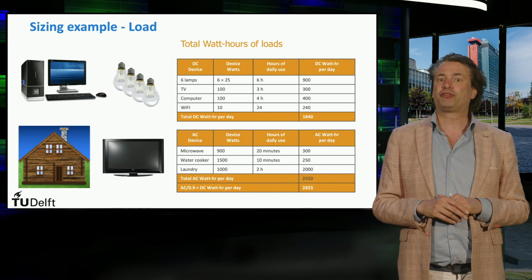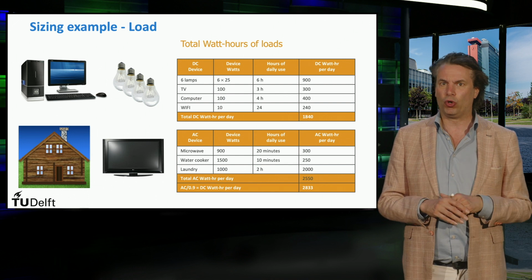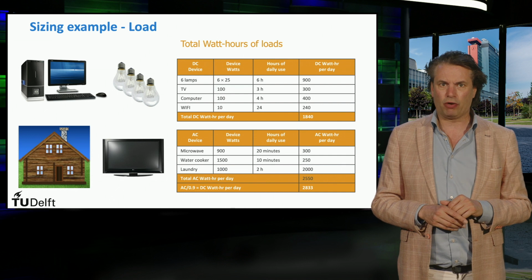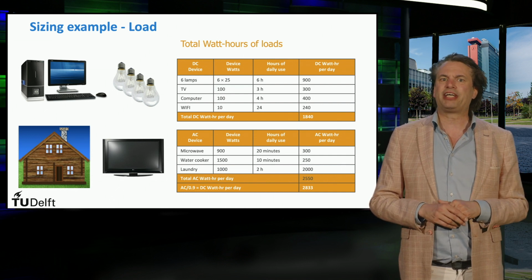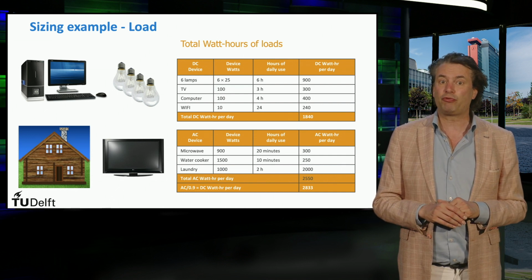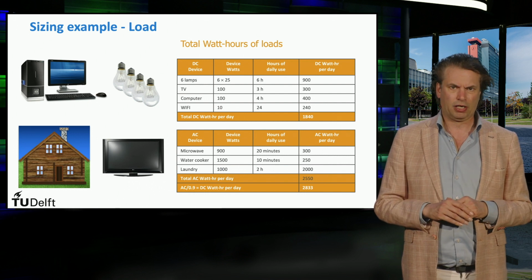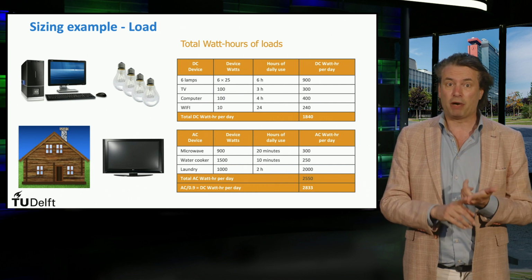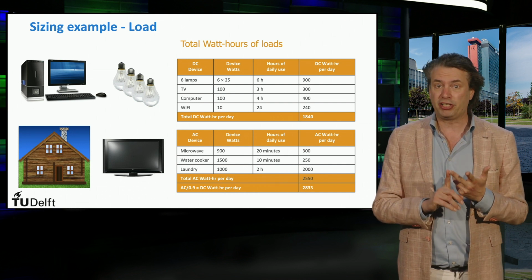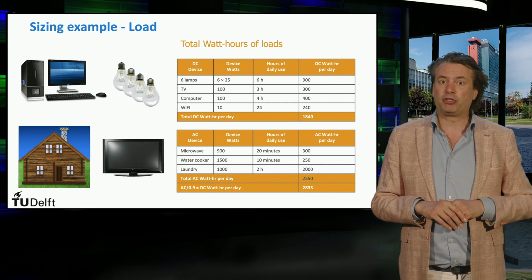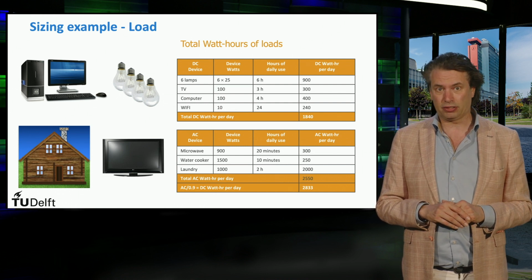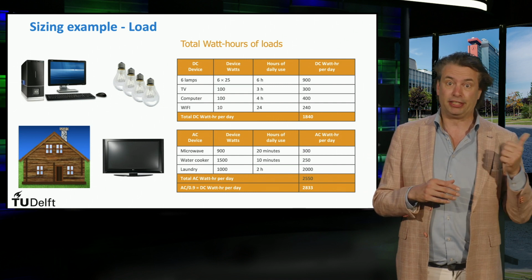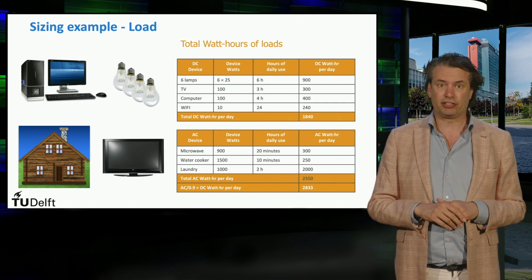The first step involves listing all the loads in a so-called load table to determine the daily total load demand in watt-hours. A load table basically contains information about the loads that will be connected to the PV system. By filling out the details such as the device type, its rated power and its average daily operation time, the energy requirements of the loads can be calculated. As you may notice, we have used separate load tables for DC and AC devices.